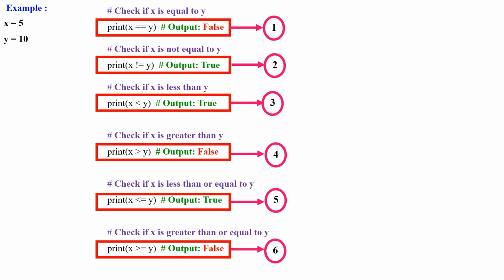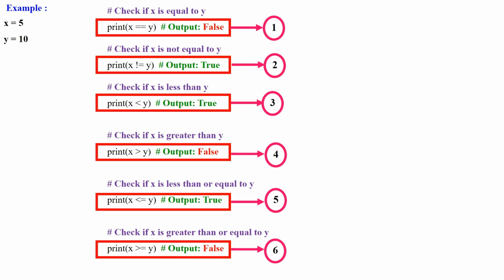Since the value of x is 5 and the value of y is 10, the expression x less than y evaluates to true. This is because 5 is less than 10. Therefore, when you print the result, the output will be true.